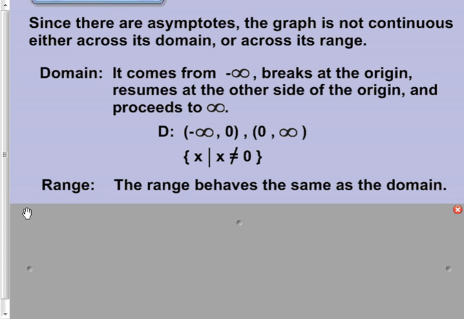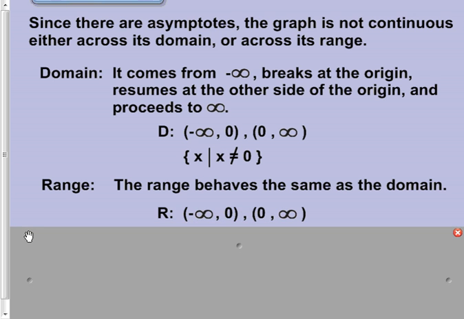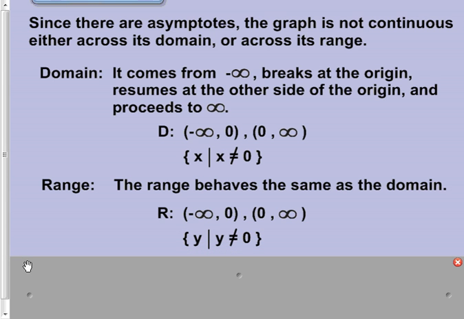Okay. The range, as you probably could recognize already, behaves the exact same way as the domain does when it comes down to the rational functions. So again, we could make the exact same statement for the range. It would come from negative infinity to 0. 0 is not included, but then the range would resume on the other side of 0 and then proceed on to infinity. And we could use that set notation: the set of all y values such that y is not equal to 0.